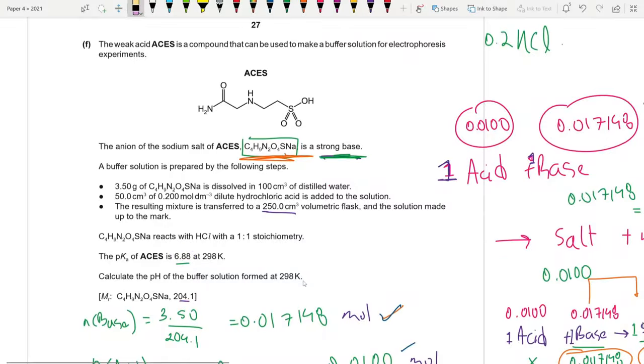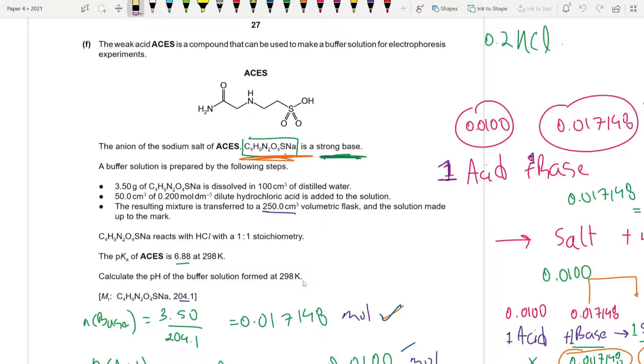3.5 grams of C4H9N2O4SNa is dissolved in 100 cm³ of distilled water. 50 cm³ of 0.2 mol per dm³ dilute hydrochloric acid is added to the solution. Okay, so initially we had the salt, aces. It was dissolved in distilled water to form a solution of aces. Now we added dilute hydrochloric acid to the solution.